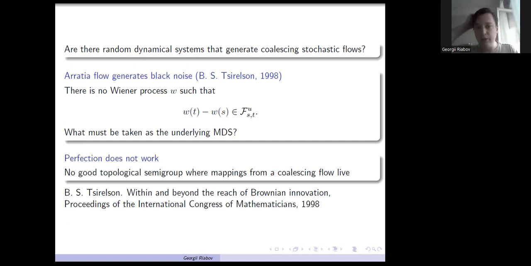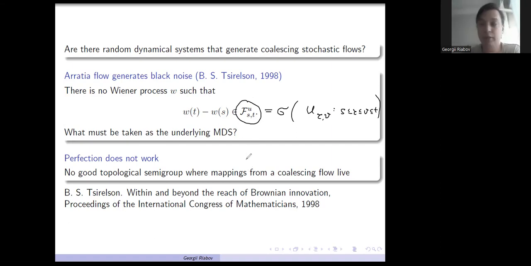In the case of, for example, the Arratia flow, it is not clear what to take as a metric dynamical system, because there is a very unexpected and in some sense counterintuitive result: if we consider the filtration generated by the Arratia flow, so this is the filtration generated by mappings from times R to T, then there is no Brownian motion whose increments are adapted to this filtration.